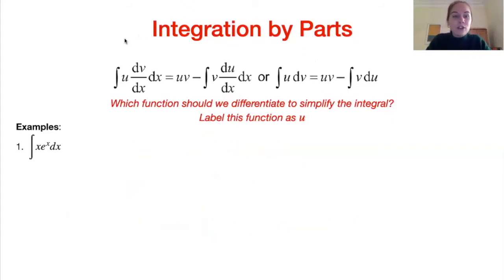So let's have a look at another example. The integral of x cubed times ln x dx. So we need to think about, okay, first of all, what is the integral and derivative of each of these functions?